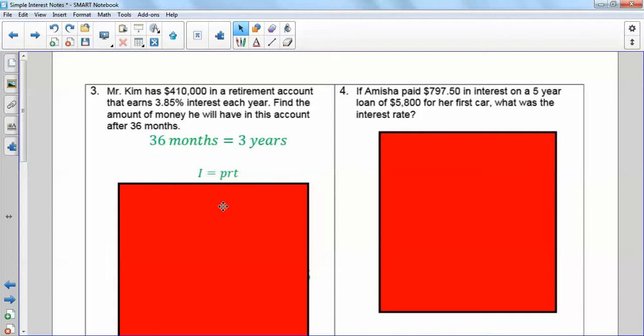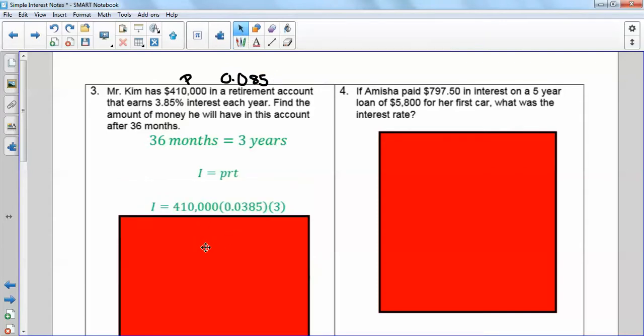Then I'm going to write down my formula. Remember our original amount is P. 3.85 is our interest, but that really is 0.085. It's our interest rate as a decimal. Okay, so then we're going to multiply. 410,000 times 0.0. Oh, I misspoke, you guys. This should have been a 3.